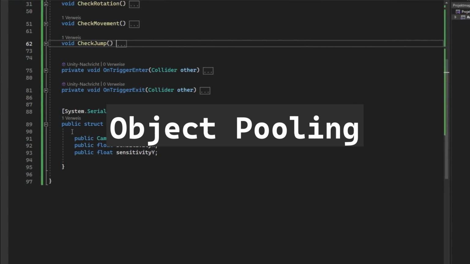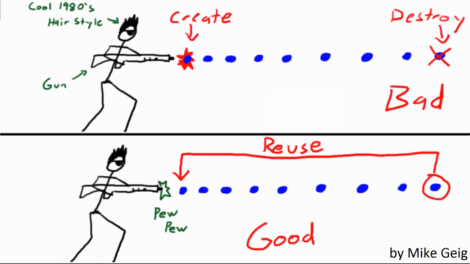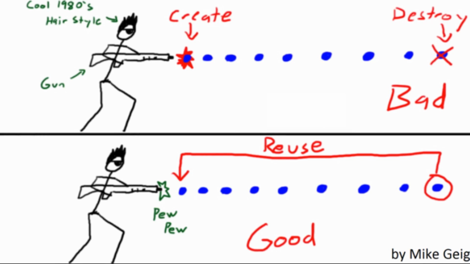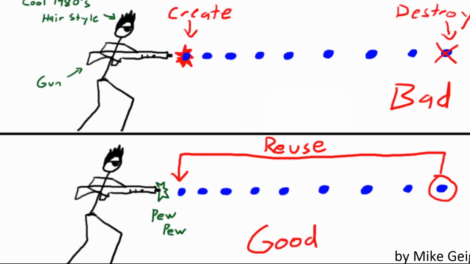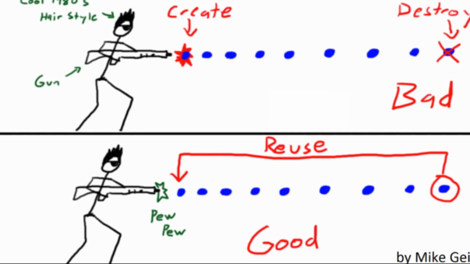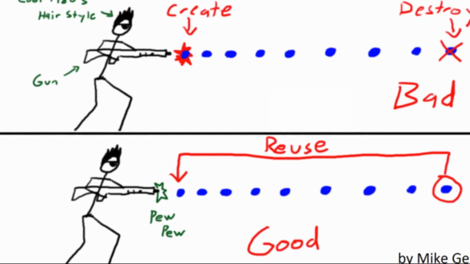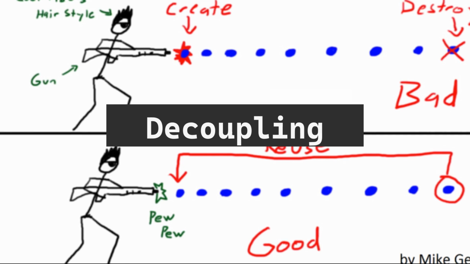Object pooling. Object pooling is a memory optimization technique where a predefined number of game objects are created and reused instead of instantiating and destroying objects frequently. It improves performance by reducing the overhead of object creation and garbage collection.